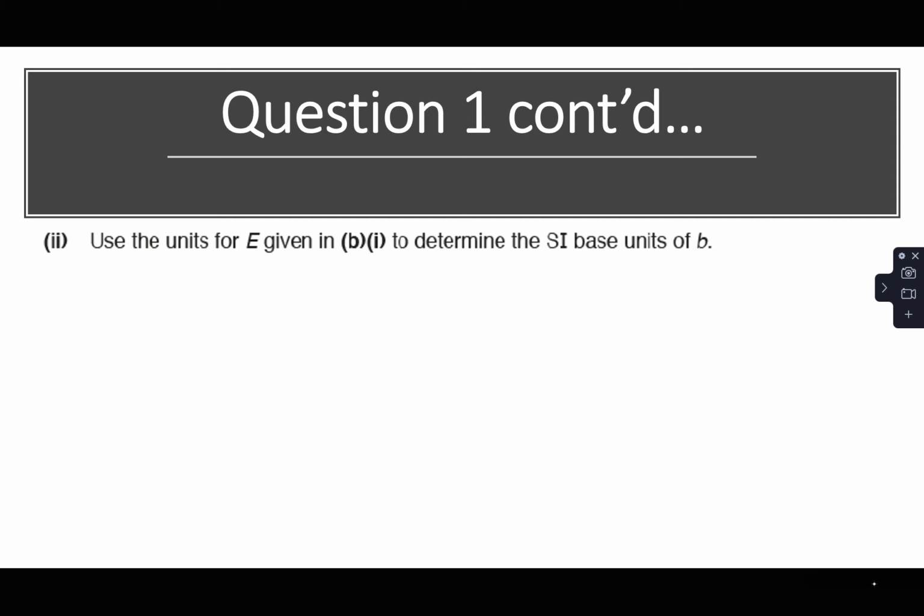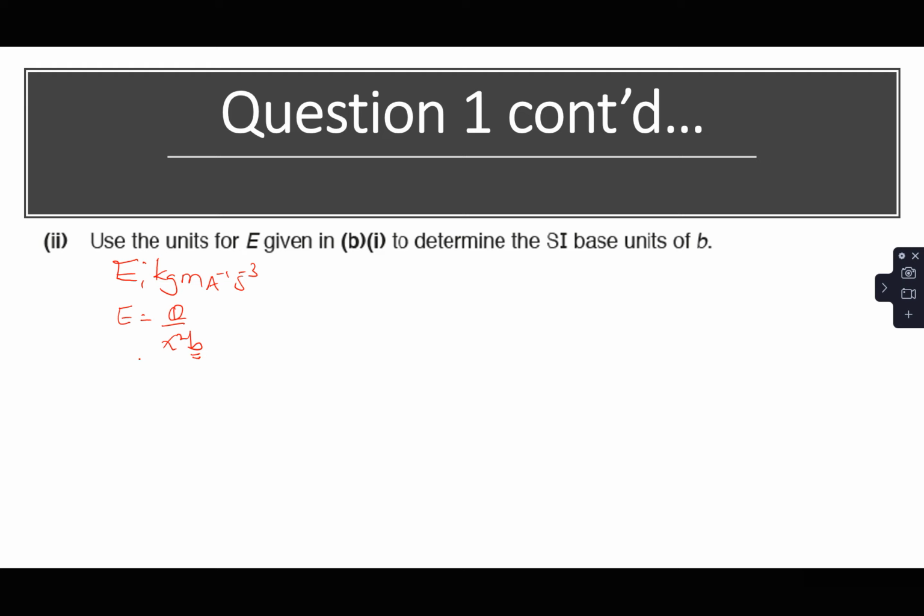We have seen that the base units of E are actually kilogram meters per ampere per second cubed, as given in part 1. And they have also given us that E is equal to Q divided by x squared times B. Remember, x was defined as distance, Q was defined as charge, E was electric field strength, and B is a constant. So we want the base units of B.